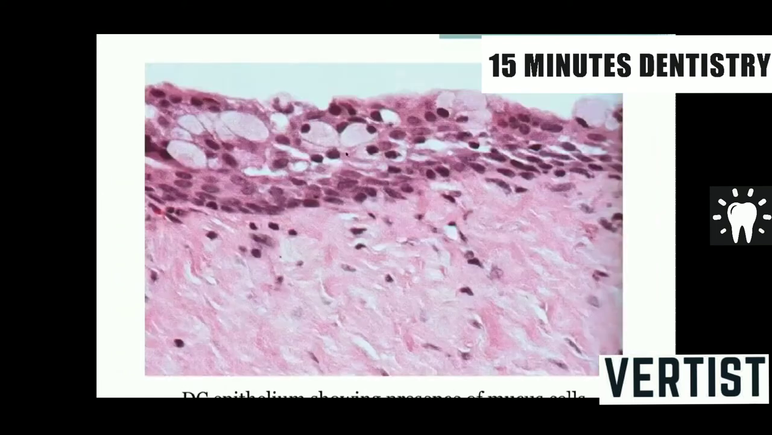Now sometimes there is mucous metaplasia found in the lining of the cyst, and we need to know that there could be mucus cells found in the lining of the dentigerous cyst, because from these mucus cells sometimes a salivary gland tumor develops, that is a malignant salivary gland tumor, mucoepidermoid carcinoma. So one has to be very, very careful while studying the dentigerous cyst microscopically.